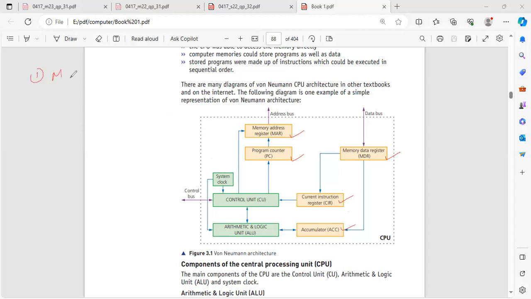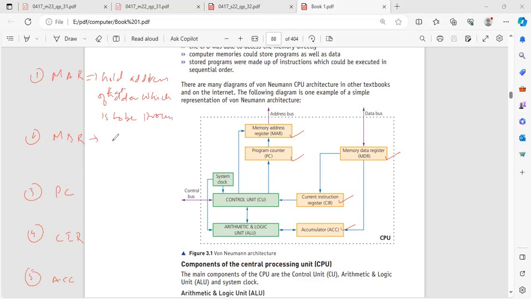So the first one is MAR, memory address register. Number 2, MDR. Number 3, PC. Number 4, CIR, and number 5, accumulator. MAR here is written as memory address register. It holds the address of data which is to be processed.